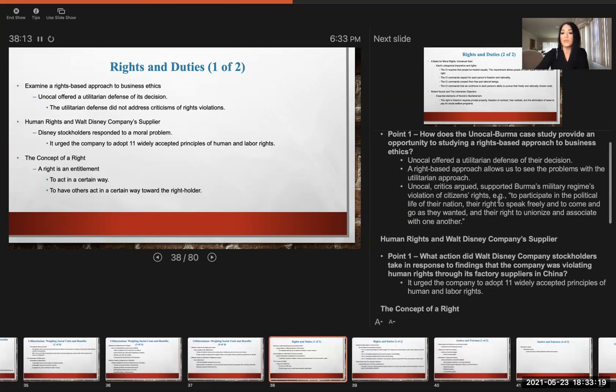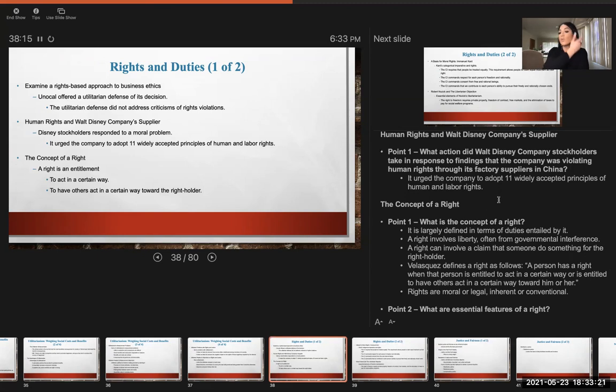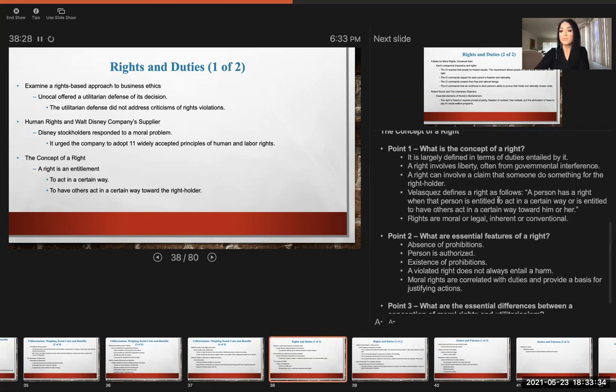We also look at the Walt Disney Company stockholders responding to the findings that the company was violating human rights through its factory suppliers in China. So they urged the company to adopt 11 widely acceptable principles of human and labor rights.